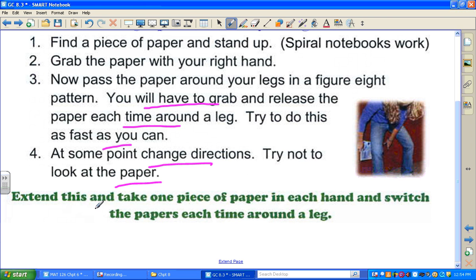I don't understand this one. All right, good. What? No. All right, extend this. Take one piece of paper in each hand. Oh, each hand. Try that. We've never had anybody do that successfully. Sam will do it successfully, I have no doubt. I'd go for it. Okay, try it. One in each hand. So you have two pieces of paper going.